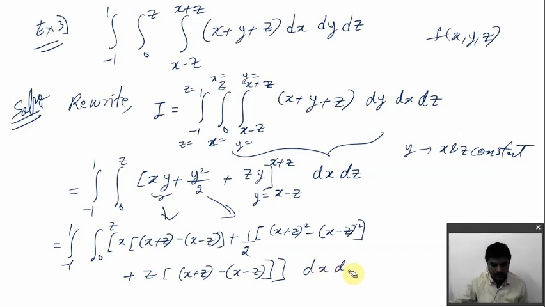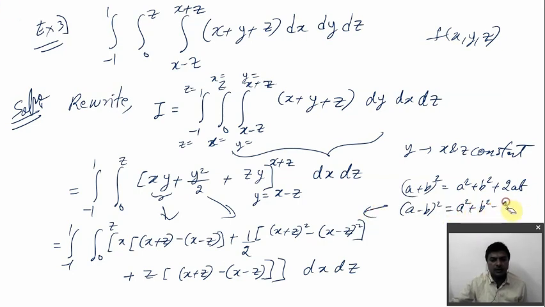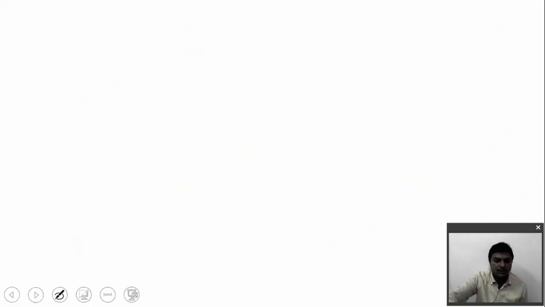dx dz. This is lengthy, but don't get confused. Open all the brackets, friends. I'm going to open all the brackets and I'm going to substitute the value of a plus b the whole square and a minus b the whole square. Please remember a plus b the whole square formula, a square plus b square plus 2ab, and a minus b the formula I'm going to substitute in this. So therefore this is going to become a square plus b square minus 2ab. Is it clear? So these are the very simple formulas we are going to use. Okay, one by one we'll simplify this.